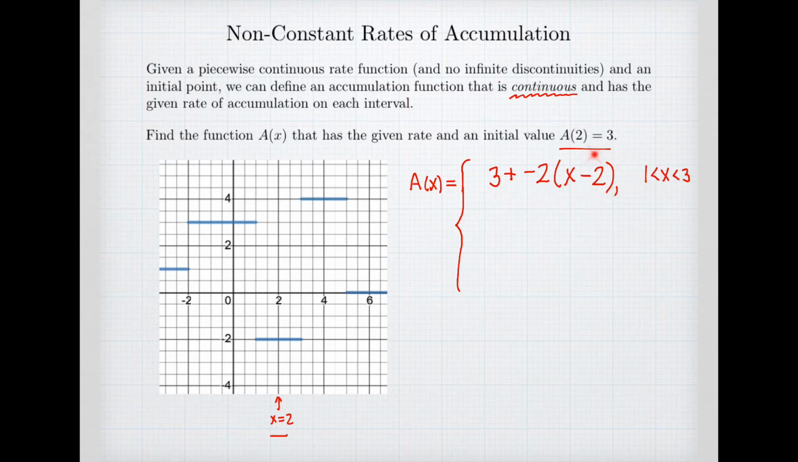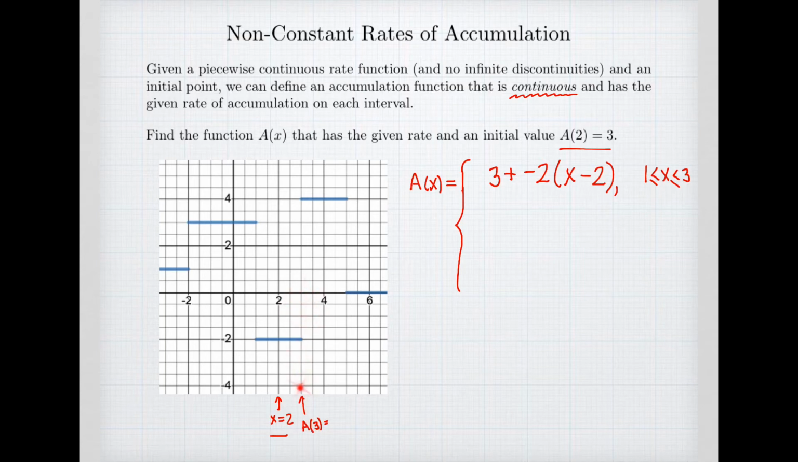And now I can use point-slope form. I use the y value 3 plus the slope times the delta x, where the delta x is how far x is from 2. And this is valid for 1 less than x less than 3, so that's the interval from 1 to 3. And because we're continuous, I get to say that this is actually up to and including the endpoints. I can now use that to find the value of my function at x equals 3 and at x equals 1.